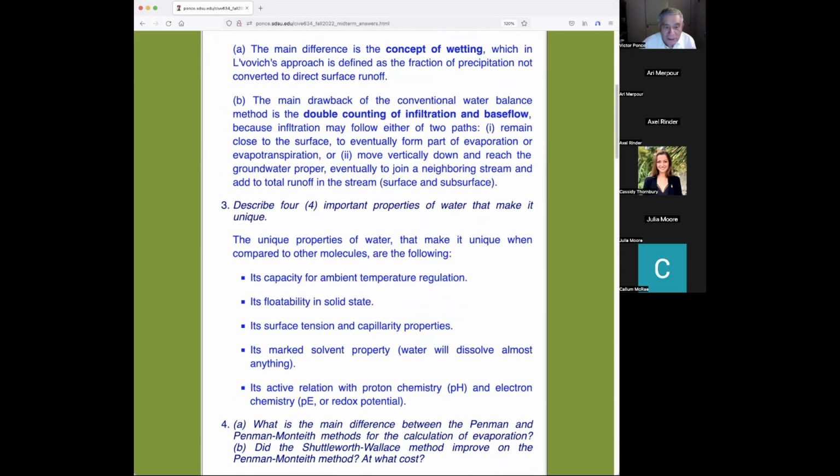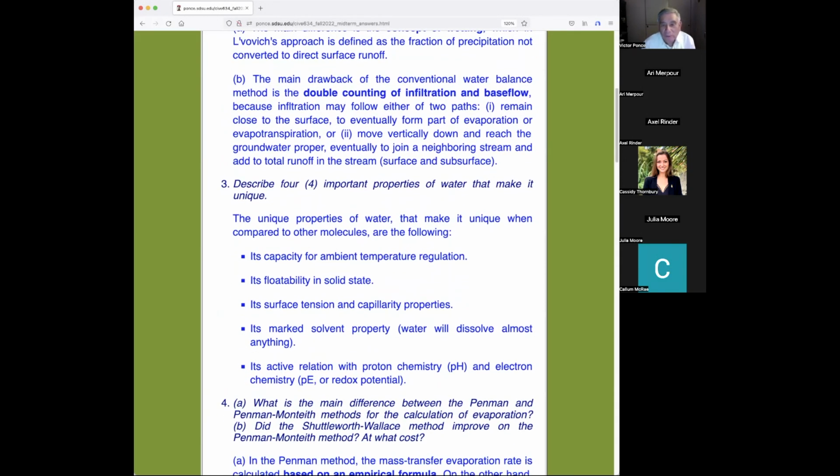Number 3 is describe 4 important properties of water that make it unique. I wanted to point out the fact that since we're studying water, we need to know its physical, chemical, and biological properties, not limit ourselves to the physical and chemical. Biology is an important area of science, and engineers would do well, particularly civil engineers, if they learned more biology, even though it's really not considered to be a part of the curriculum of a civil engineer.